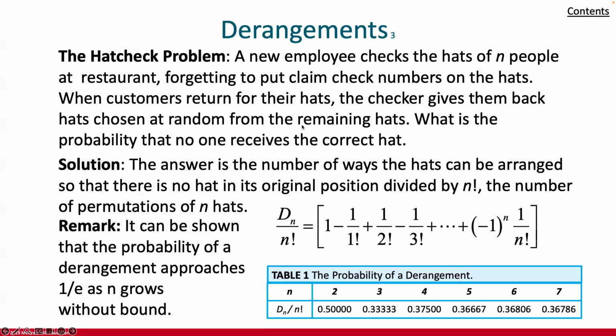And this hat check problem uses this value here. And so it gives everybody the wrong hat is what ends up happening. And it can be shown that the probability of a derangement approaches 1 over e as n grows without bound. And we can see this relationship. And so I think we haven't talked about it, but this is one of those natural constants that we utilize in math and physics and engineering. So just wanted to point out what that is.